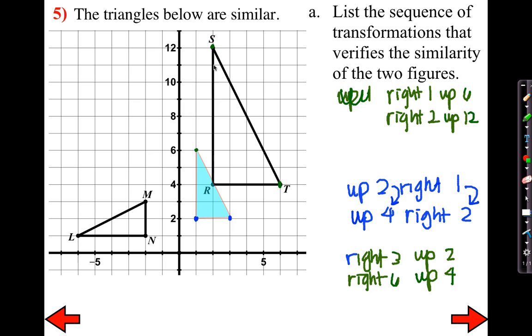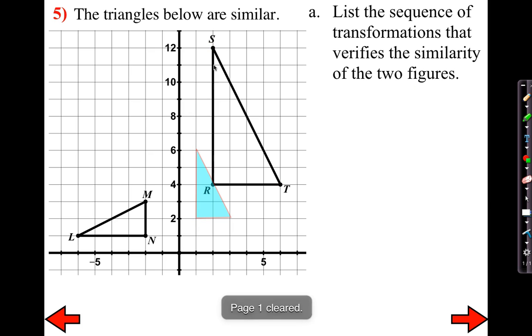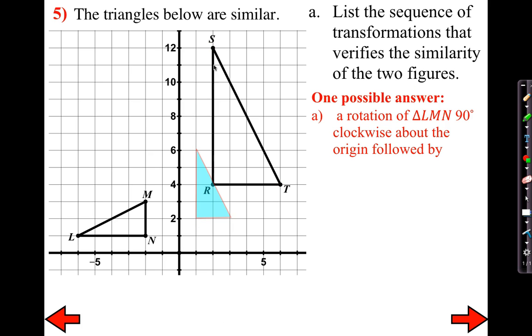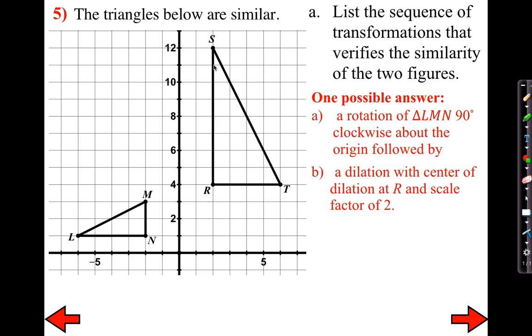There you go. So I've come to the conclusion that first it's rotated 90 degrees clockwise, and then from there it's being dilated by a scale factor of 2. And this dilation occurred around the origin. That was the center of dilation.